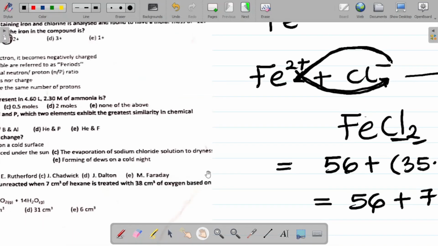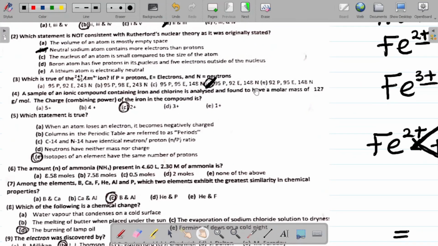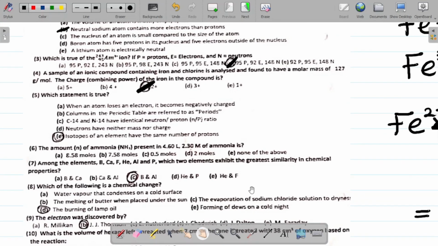So if you go back to the question, what was given here was 127, and we used iron 2. So the answer here is 2 plus. Yeah, that's the combining power of iron there. Next one is question 5. Let's look at question 5. Question 5 says, which statement is true?